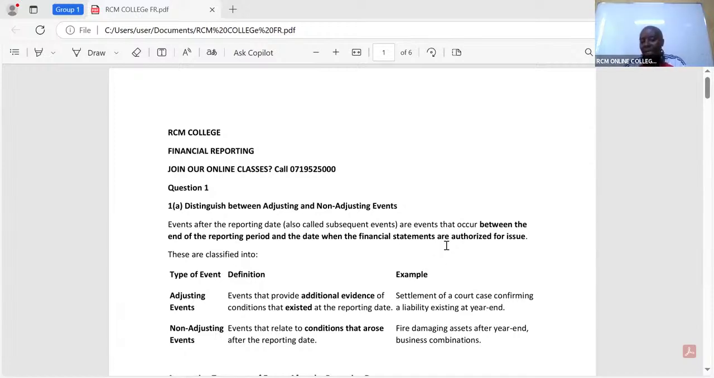When we are auditing them, basically, they are classified into two. We have adjusting events and non-adjusting events. Adjusting events are events that provide additional evidence of conditions that existed at the reporting date. A very good example is a settlement of a court case confirming a liability existing at the year end.